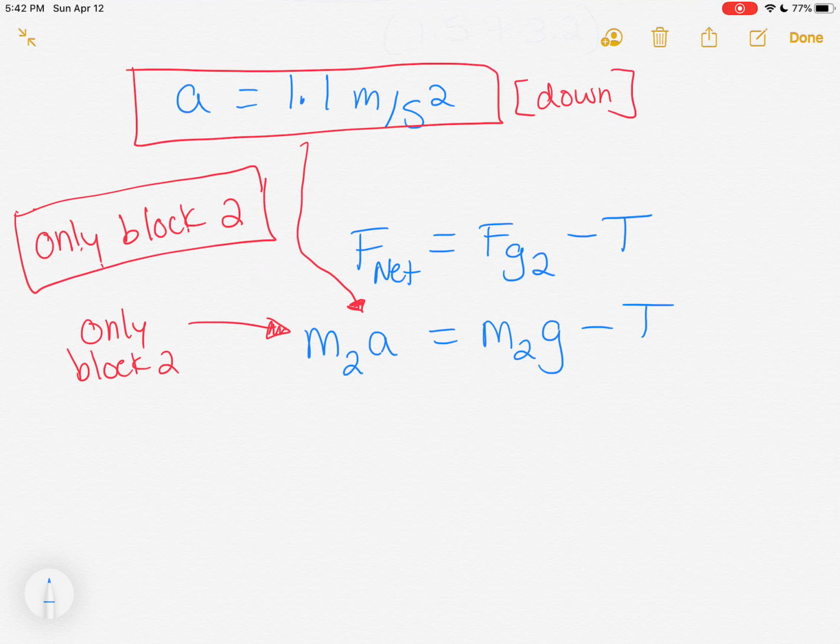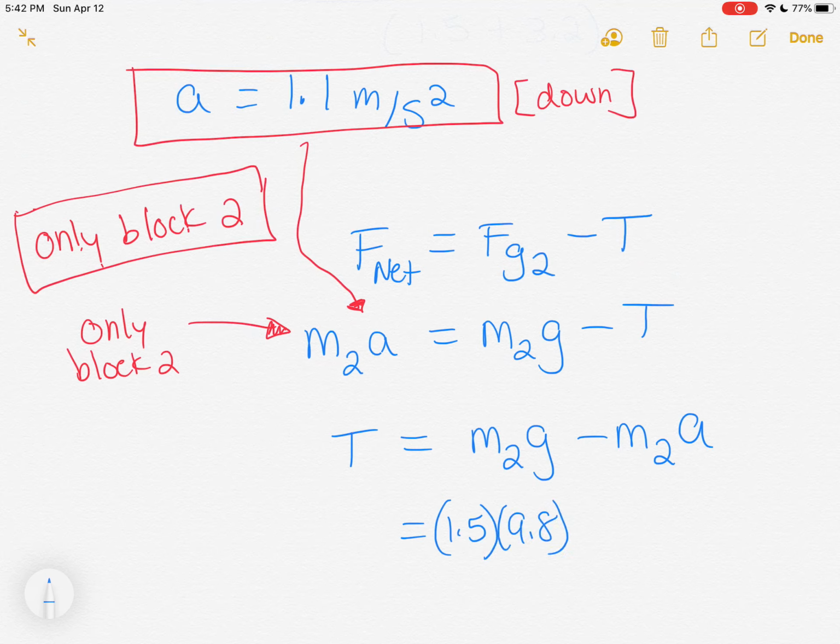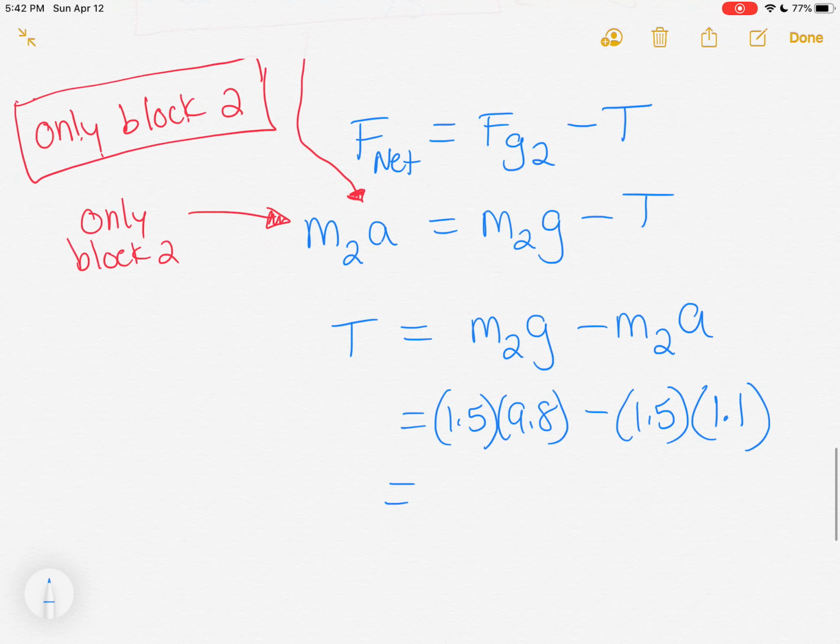So then we're just going to rearrange this to solve for T. We're going to end up with our tension is going to be our M2G minus our M2A. And so mass 2 was 1.5. So do 1.5 times 9.8. And then again, 1.5 over here. And then we're going to use our acceleration that we solved for in part A. And we're just going to plug this into our calculator. So we're going to get a tension of 13 newtons.